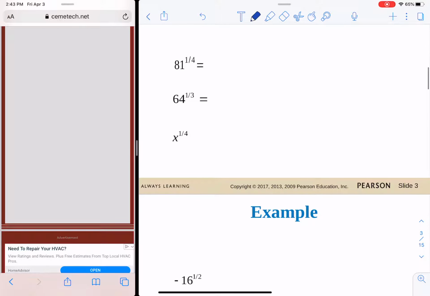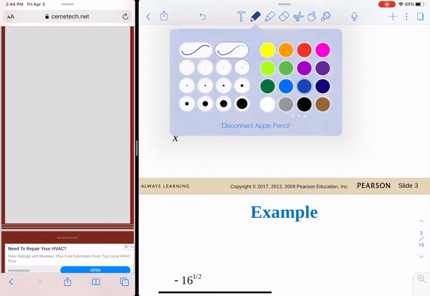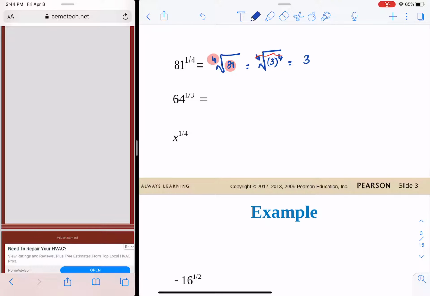So we have 81 raised to 1 over 4, which is simply the fourth root of 81. And we want to write 81 as the fourth power of some number, because we see a 4 there, which would help us cancel things out. So we can realize that 81 is 3 raised to 4. So those two would sort of cancel, leaving us with simply 3. But since this is an even root, we would have plus or minus 3.